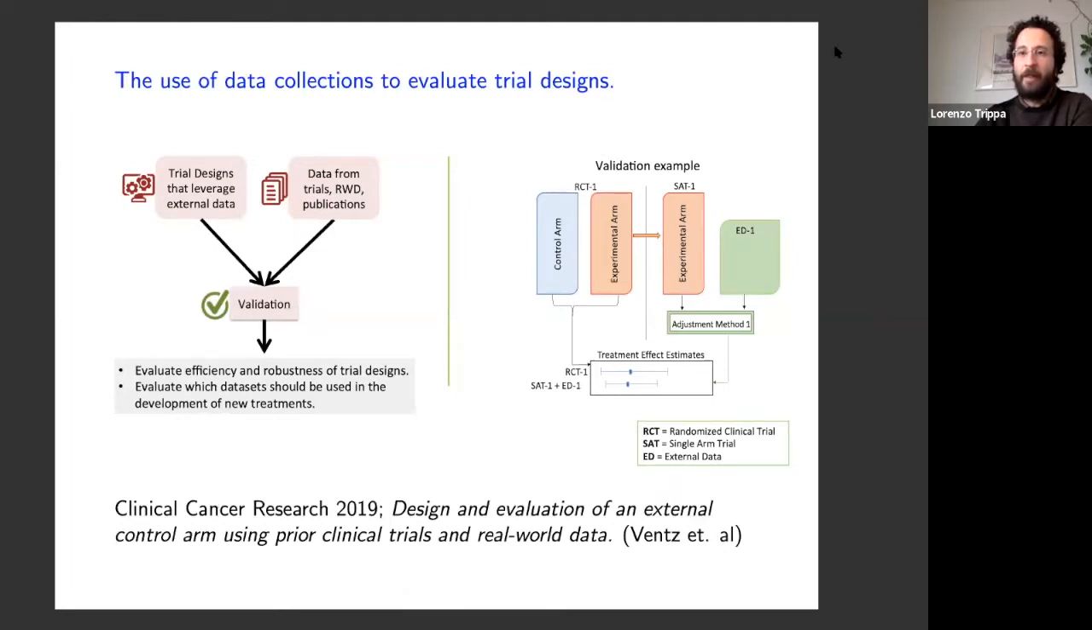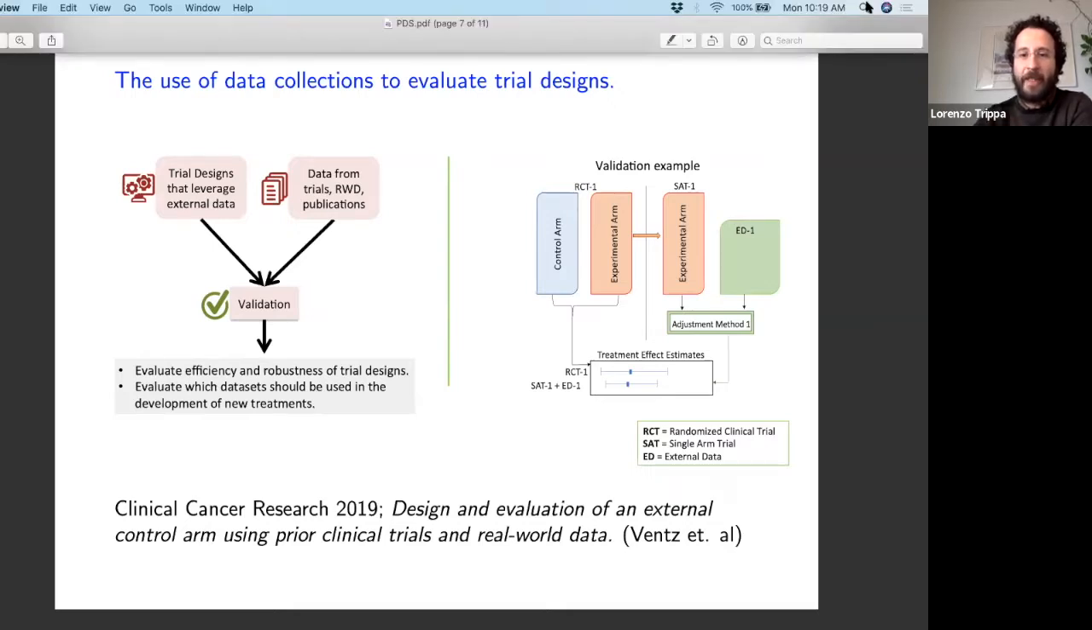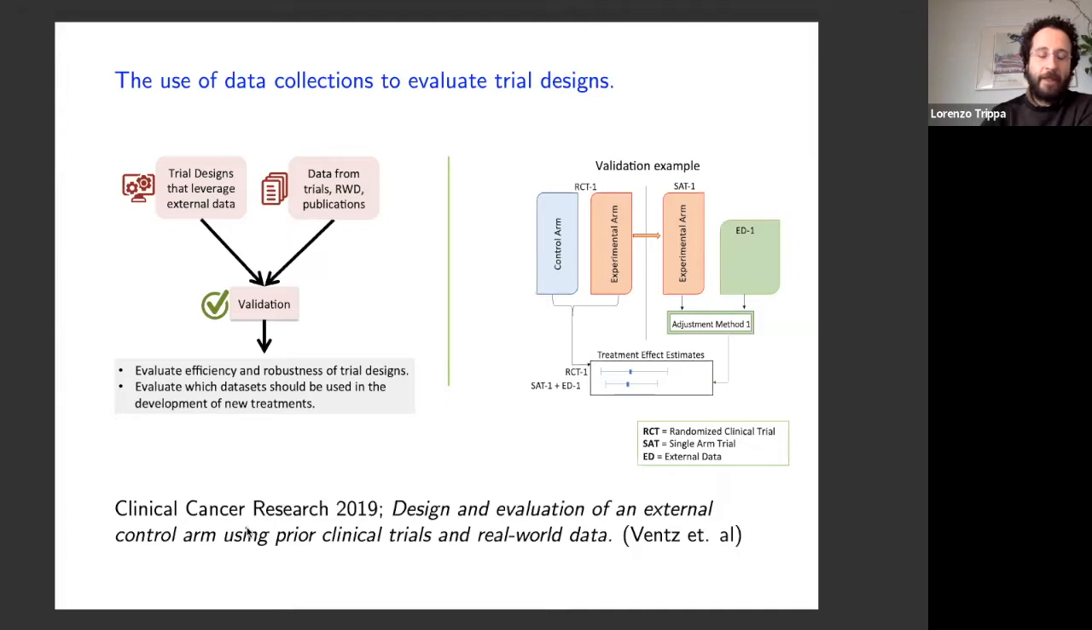Here is the main idea that we proposed in order to go in that direction. We need to validate, not only propose, statistical tools. We published this in Clinical Cancer Research in 2019. And in 2021, Rif published a review of possible approaches, published in the Lancet Oncology. The idea in this validation scheme, seen to the right of this slide, is the following. You take a completed randomized clinical trial.